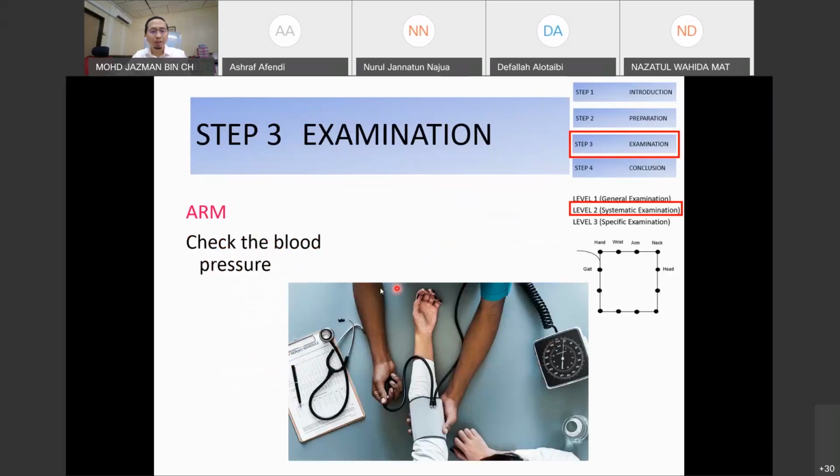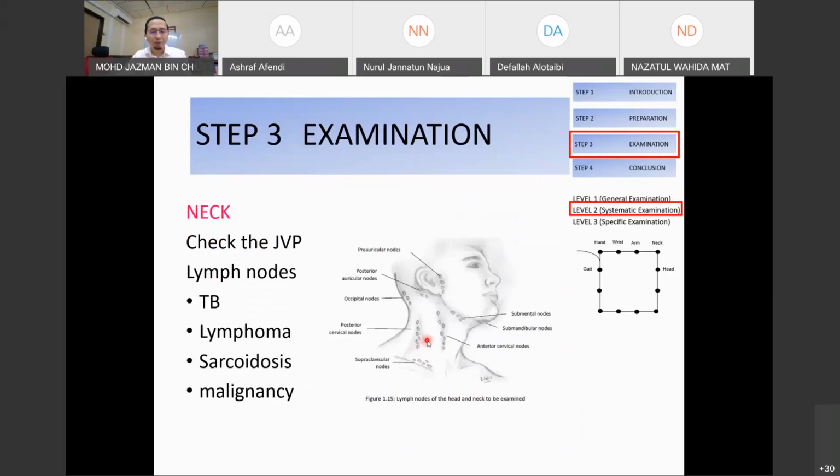Next you move on to the arm, you check the blood pressure. After you finish the arm, you move on to the neck. So you check for the JVP, then you check for the lymph nodes. If you recall my video, I checked the lymph nodes at the end of my physical examination. So that looks contradicting.